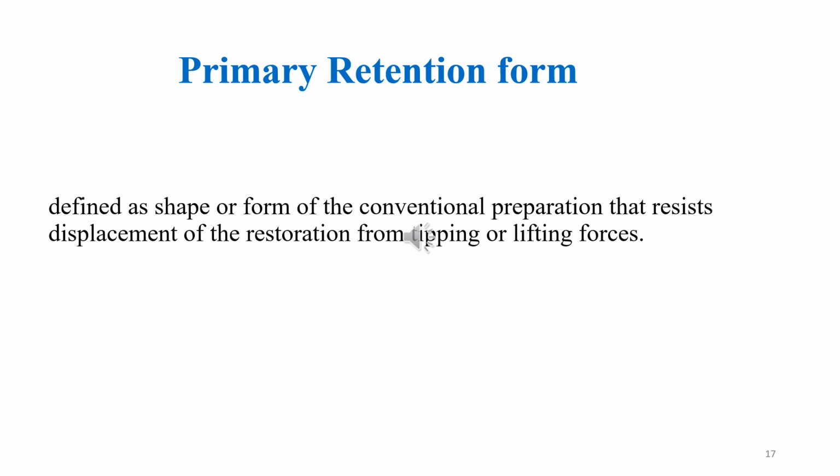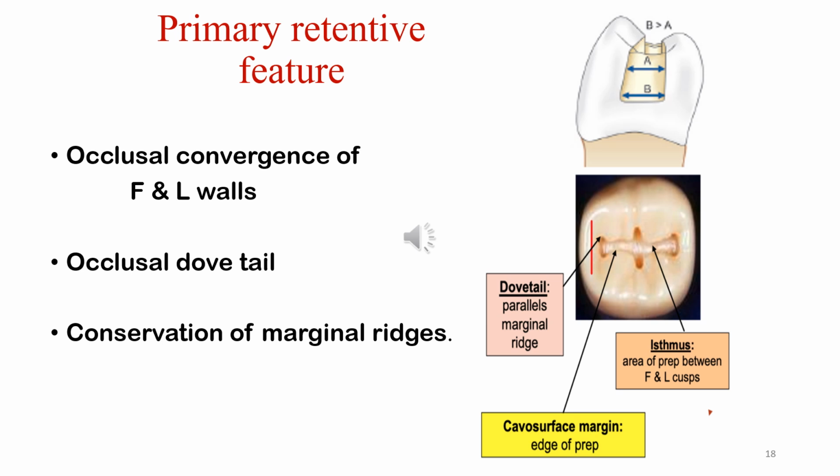The next step is primary retention form. It is defined as the shape or the form of conventional preparation that resists displacement of the restoration from tipping or lifting forces. Now, what are the primary retentive features we give in a cavity preparation? First is occlusal convergence, that means the facial and the lingual walls converge occlusally. Second is occlusal dovetail. And third is conservation of marginal ridge.